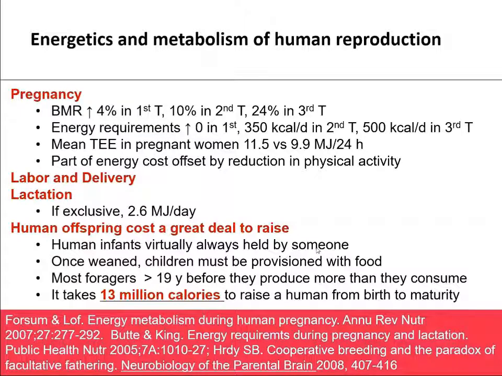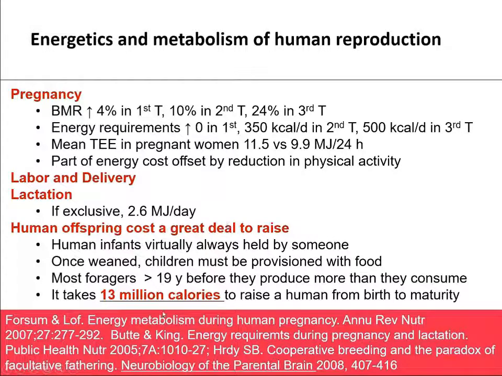And why pregnancy and fertility are linked is shown here. It takes a huge amount of energy actually to be pregnant. So 4% increase in basal metabolic rate just in the first trimester alone, 24% in the third trimester, and those calories have to be there. And if they're not there, then the pregnancy doesn't go as well.